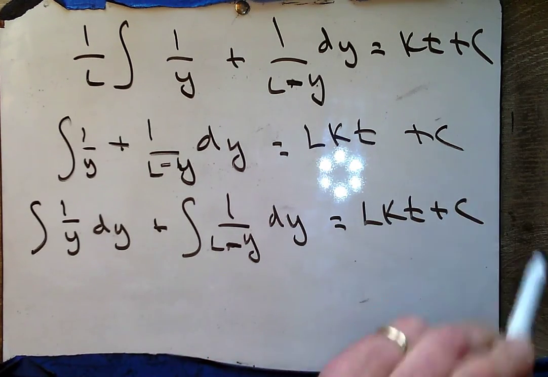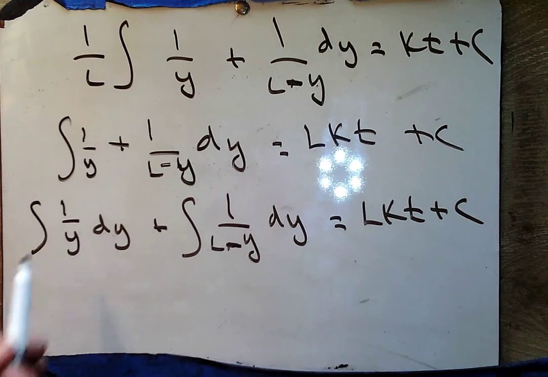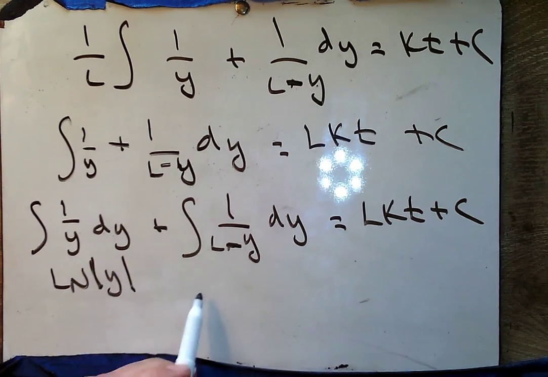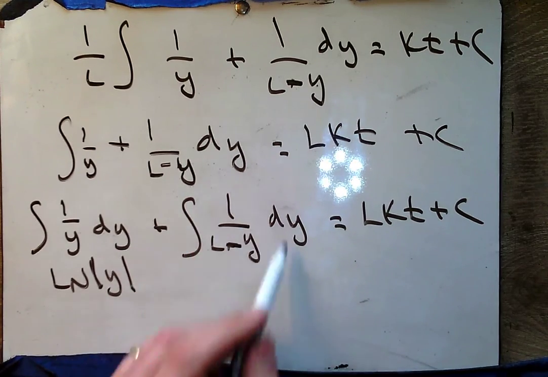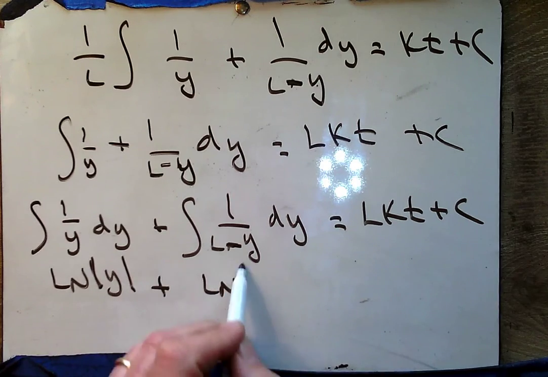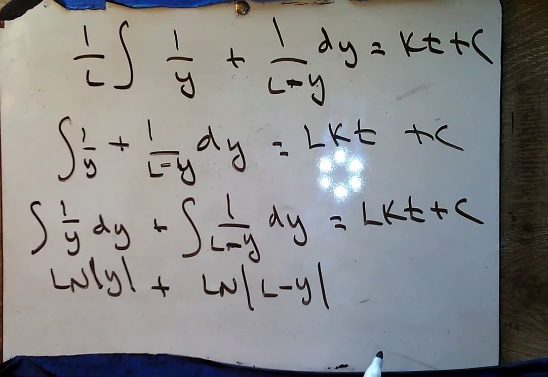LKT plus C. So that's ln of y. Now, what's the antiderivative here? Were you going to say it's the ln of L minus y? Well, one second on that.